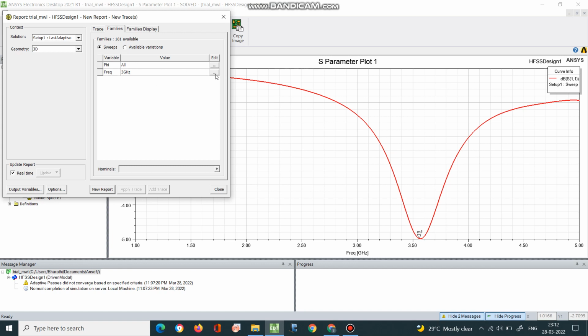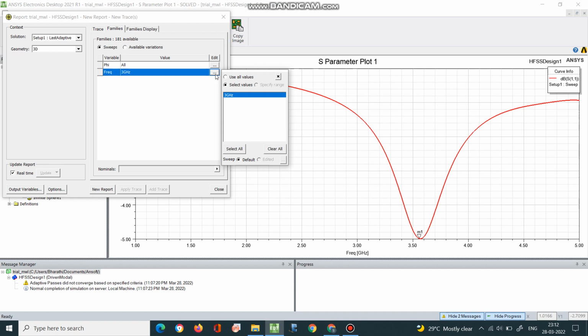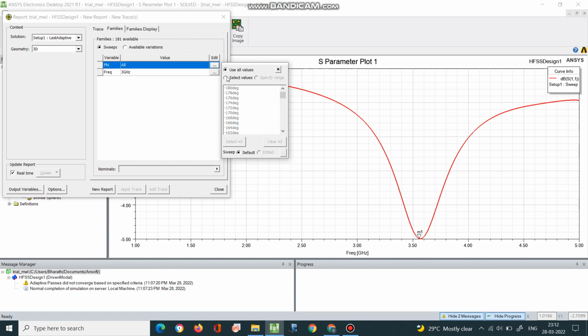We didn't get anything at other frequencies, so you can select some other value, but we have given the simulation only for 3 gigahertz. Now give the phi value as 0 degree, right? It's not for all values. Go to 0 degree and select phi as 0 degree, right? New report.